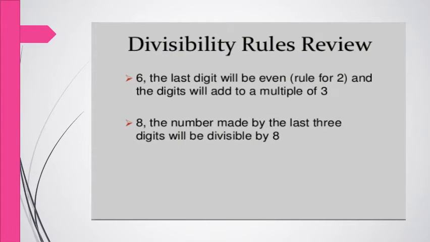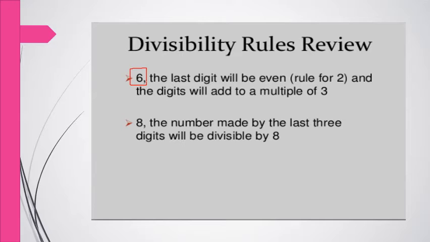Okay, now there is a divisibility test of the digit 6. For the divisibility of the table 6, you have to first check the divisibility rule for 2 and 3. If a number can be divisible by 2 and can be divisible by 3, you can say that the number is divisible by 6.